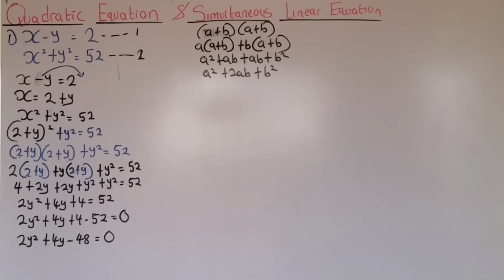Now, this quadratic equation can be reduced. We can reduce this quadratic equation by dividing all through by 2. So let's go. Divide by 2, divide by 2, divide by 2. 0 divided by 2 will give us 0, so there is no need. So the quadratic equation becomes like this. y squared plus 2y minus 24 equals to 0.